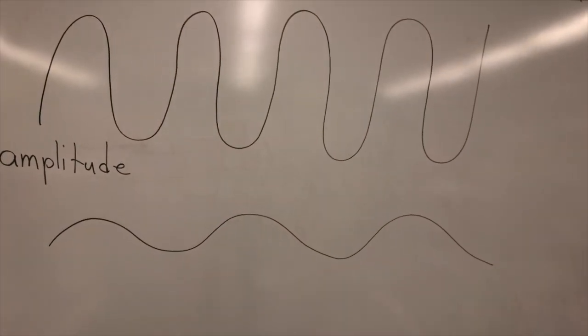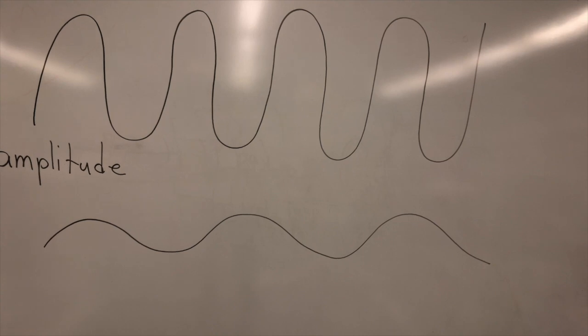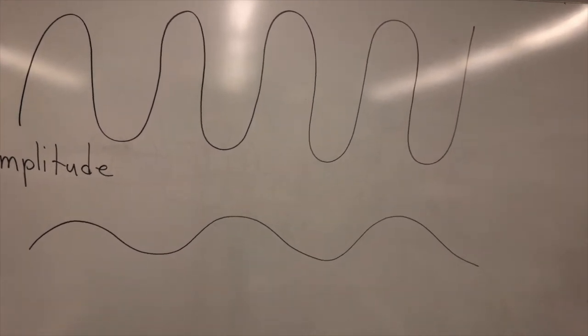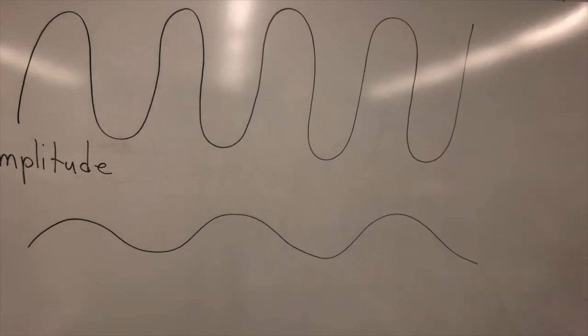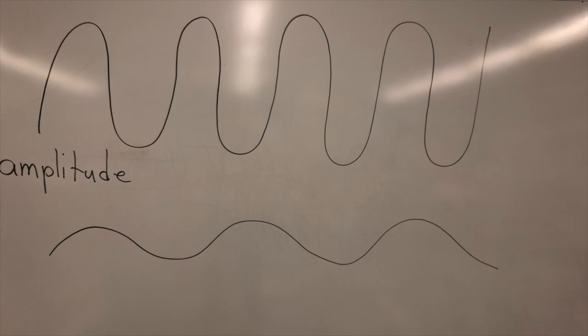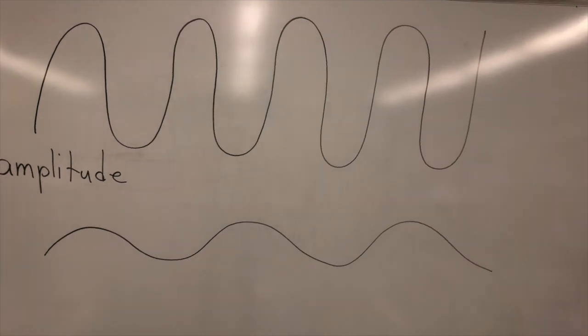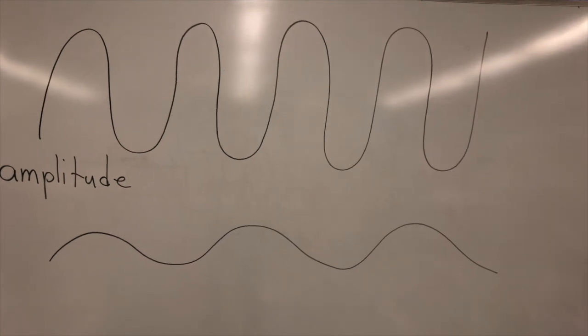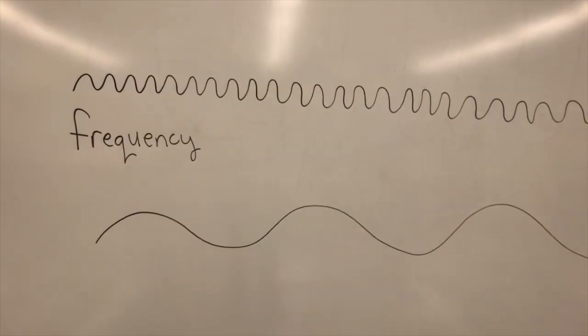Amplitude is a description of how high or low the wave is from the center point. The waves on top have a very high amplitude. The waves on the bottom have a very low amplitude.